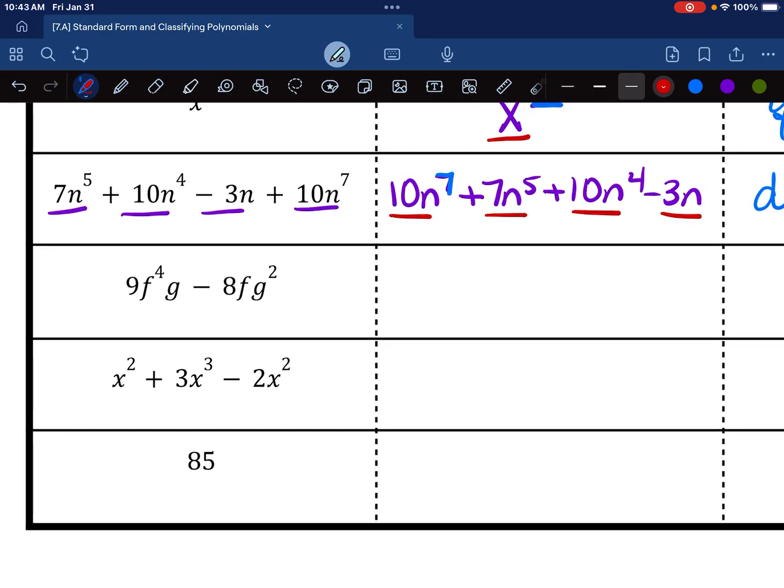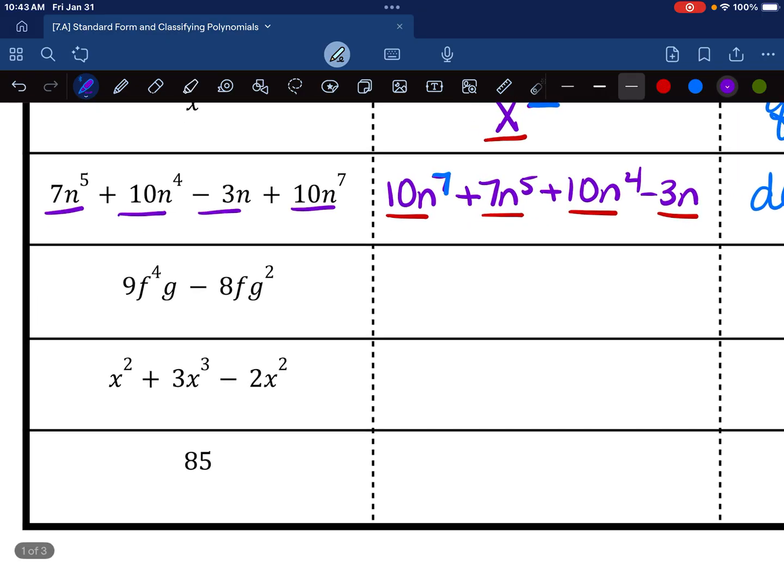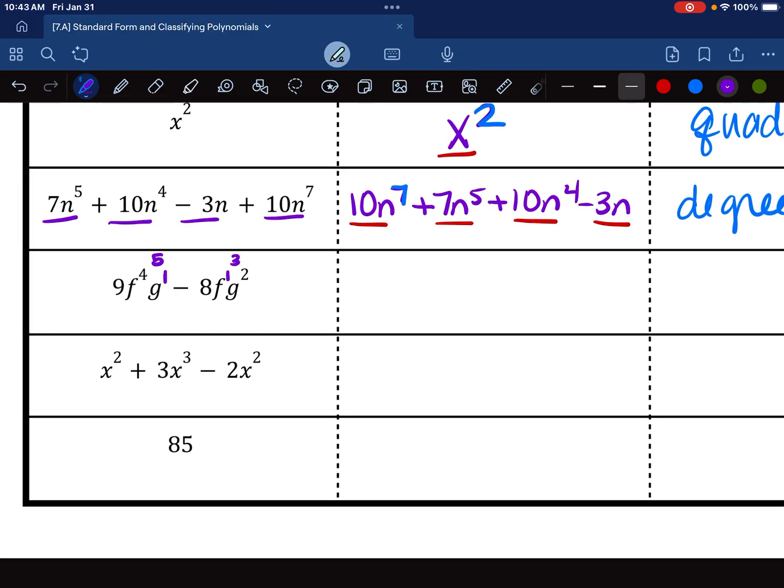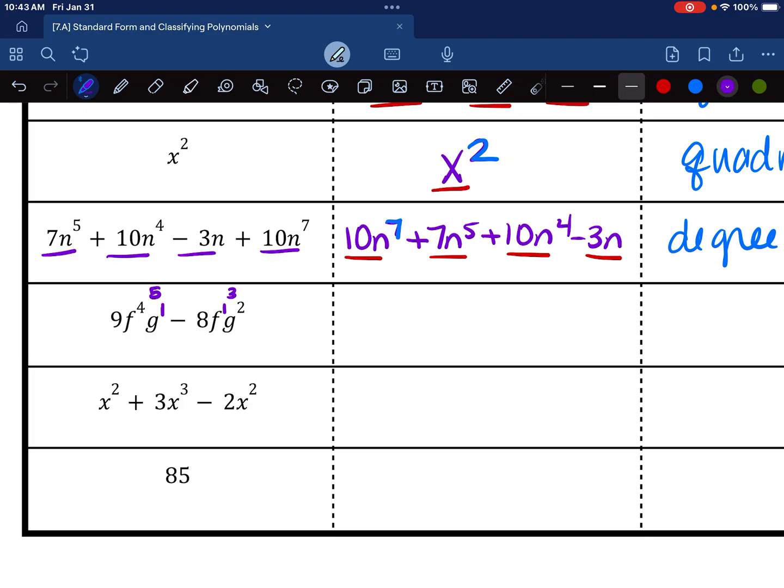Here's one with 2 letters. So when I add these together, f to the 4th, g to the 1st, that one has 5 degrees. This one's f to the 1st, g to the 2nd. So this is already in standard form because it has the 5th degree listed first.